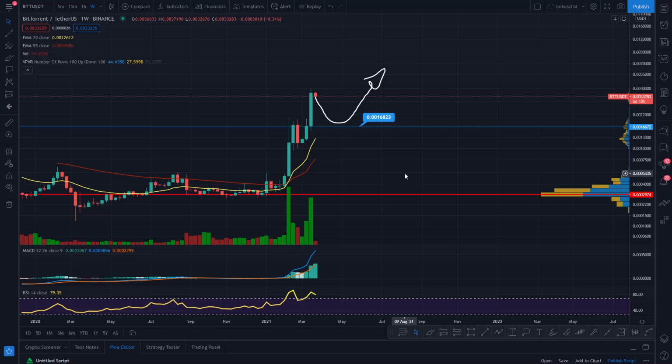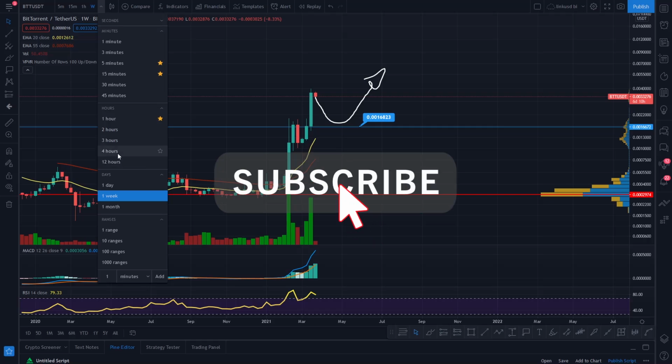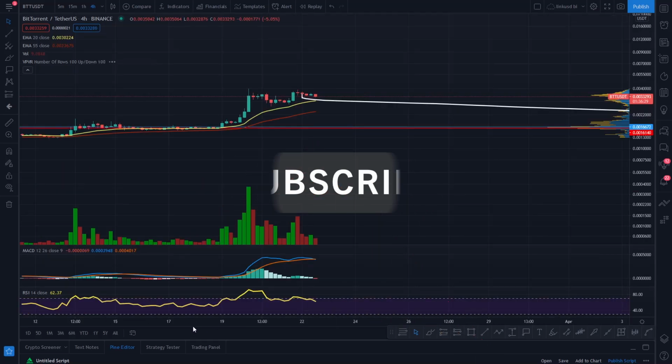We'll dive in. On the weekly, we look like we're going to consolidate and come down and potentially test that bottom there as rock solid support. So what we'll do is dive deeper into the chart here on the 4 hourly. I like to look at the 4 hourly, guys, as you know, on the channel.